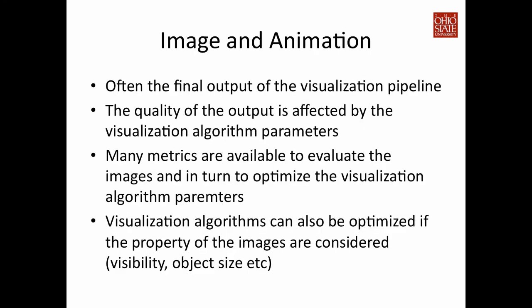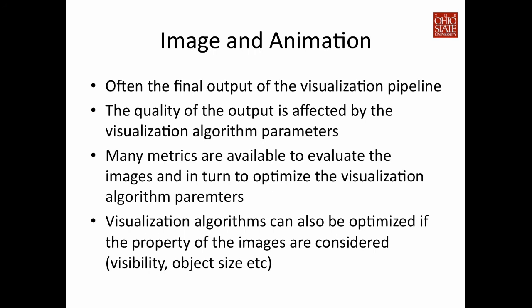Finally, the last step, the output of visualization, is often the image or animation. The quality of the image is deeply affected by the visualization algorithm, and more importantly, the parameters chosen by the user. So you can see that sometimes we will produce better images, and sometimes we will produce something that is not very useful. People in the past have developed different metrics to evaluate the effectiveness of the images.